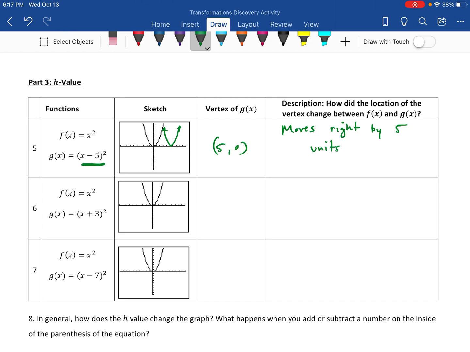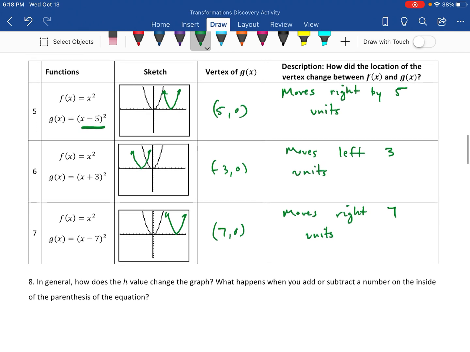Again, finish the other 2 if you haven't already, but you will notice that the vertex for number 6 would be negative 3, 0. So it's over here on the left. So it moves left 3 units. And the last one is at 7, 0. So it moves all the way over here, and it moves right 7 units.